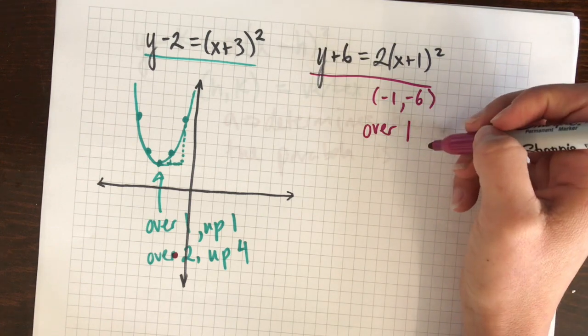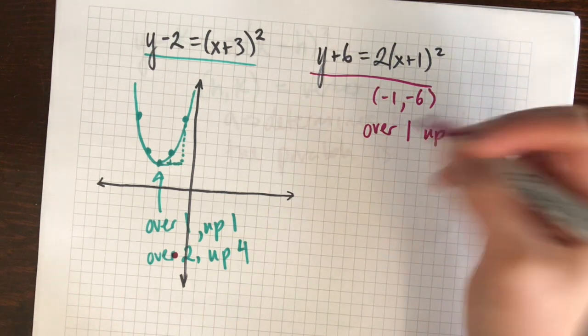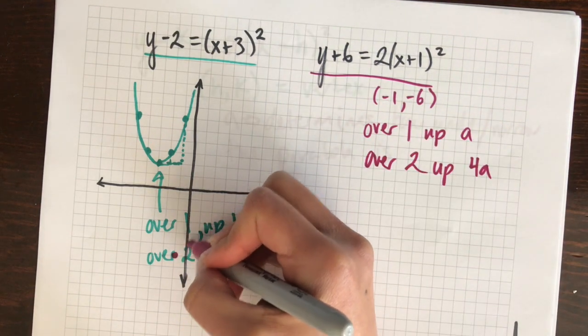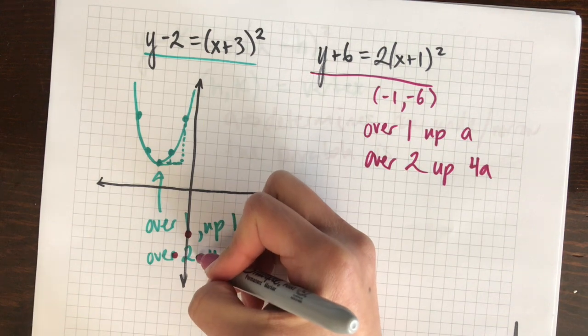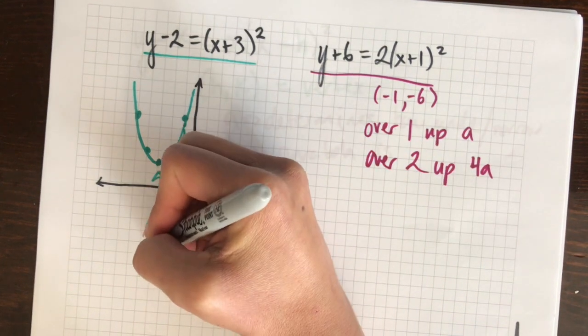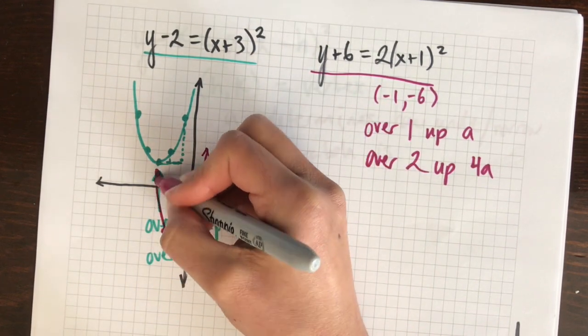But this time, I'm not going to go over 1, up 1. I'm going to go over 1, and I'm going to go up by 2 because I'm going up by a. And the second time I'm going to go over 2 and then go up by 4 times a, which would be up by 8 because it's 4 times 2. So I graph my parabola, and it looks like this, and I connect the dots.